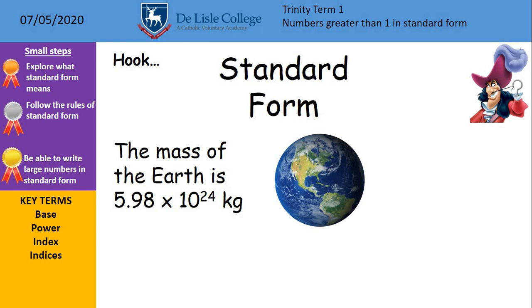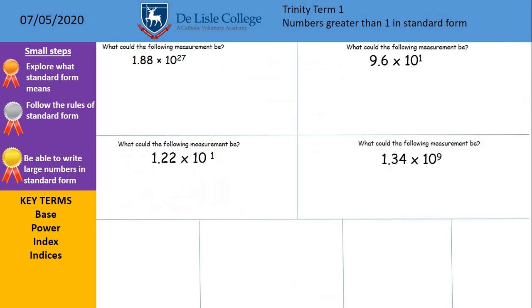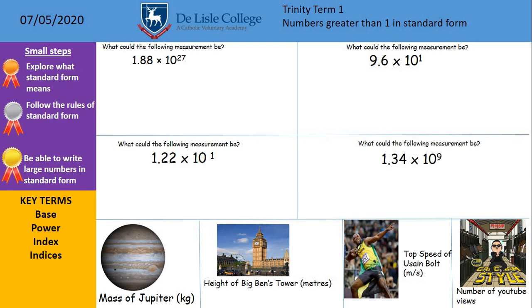Okay, that's a little starting point for our hook today, and we're going to see if you can use that figure to suggest ideas for the next 4 that appear. So, there are 4 answers, and I'm asking what could the following measurements be. And along the bottom there are going to be 4 pictures. You're going to have a go at putting each of those into each of those boxes. So the mass of Jupiter corresponds to one of those sets of numbers in standard form. Same for Big Ben's tower, Usain Bolt, and then the YouTube views. Okay, so if you pause that and just have a little think where you think they might go.